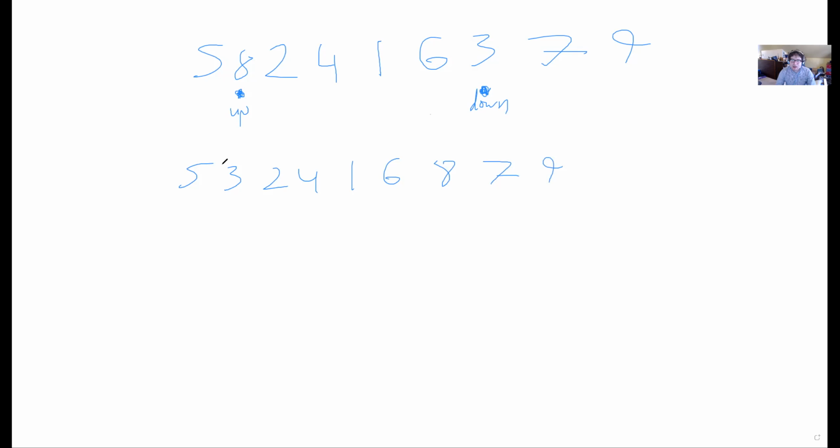Okay, so now we continue. Look up for the first item that's bigger. Look down for the first item that's smaller than the pivot. These guys have crossed, so that means we are done with this. When we're in the end condition, we swap the pivot and down. So it becomes 1, 3, 2, 4, 5, 6, 8, 7, 9.